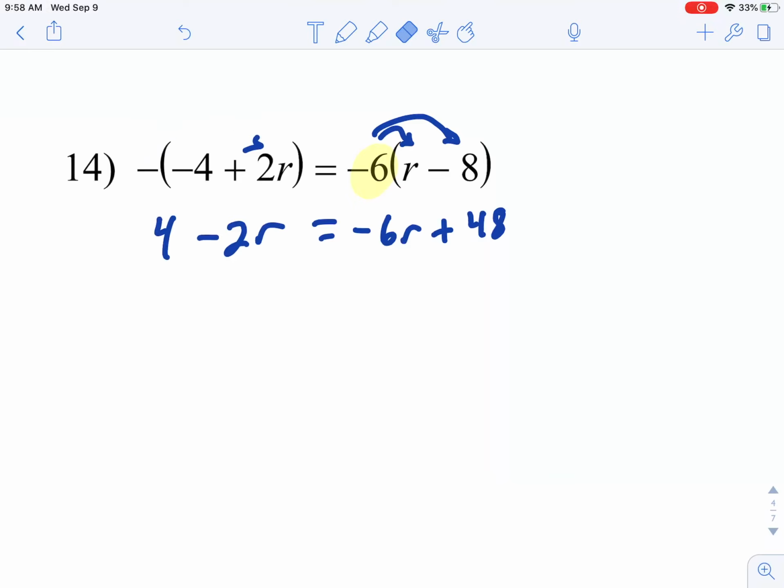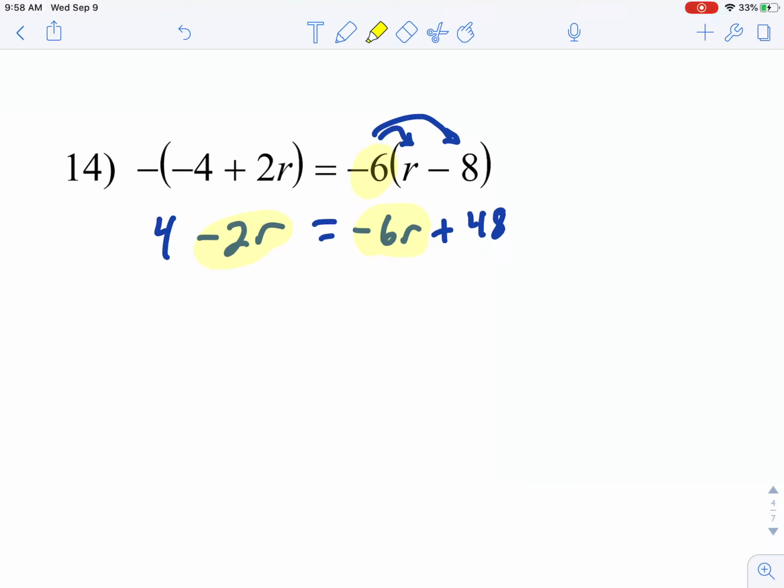If you don't like the idea of distributing a negative, change it to a -1 and multiply it. -1 times -4, -1 times 2, and then you get the same result. It just depends on how you like to think about it. Okay, now we have variables on each side of the equal sign.